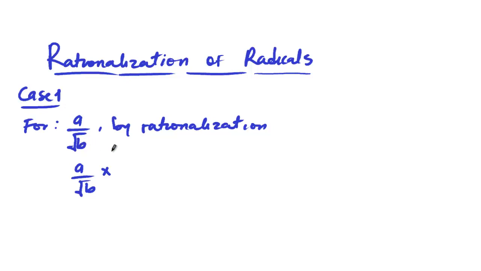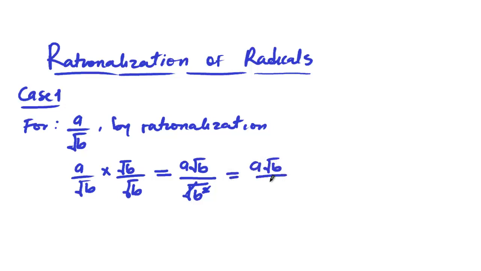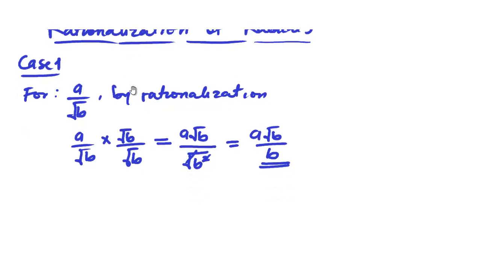multiplied by, so you multiply the numerator and the denominator by the radical, root b over root b. And so this will return a times root b, that is a root b, divided by root b times root b, that will give us root b squared. So square and square root cancel out each other, and this will now return a root b over b. So that is case one. Now let's consider case two.